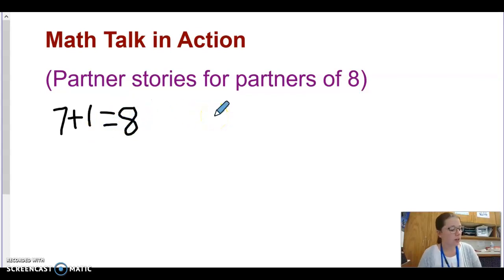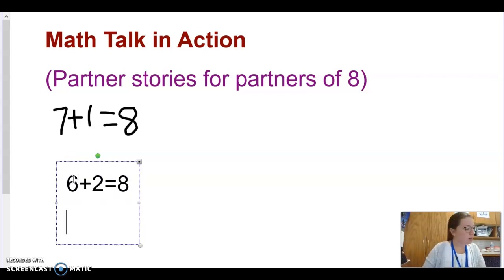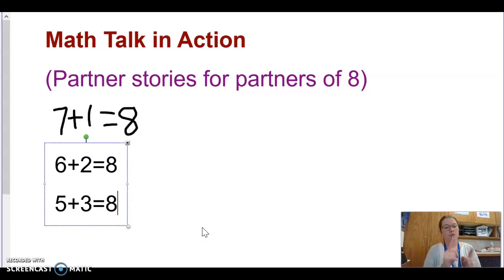Okay, maybe Calliope said there are 8 apples in the basket. 6 are green and 2 are red. What partners did you hear? 6 are green and 2 are red. Okay, maybe Heidi says there are 5 green apples and 3 red apples. All right, see if you can come up with a partner story for our doubles fact of 4 plus 4. See if you can do that at home.